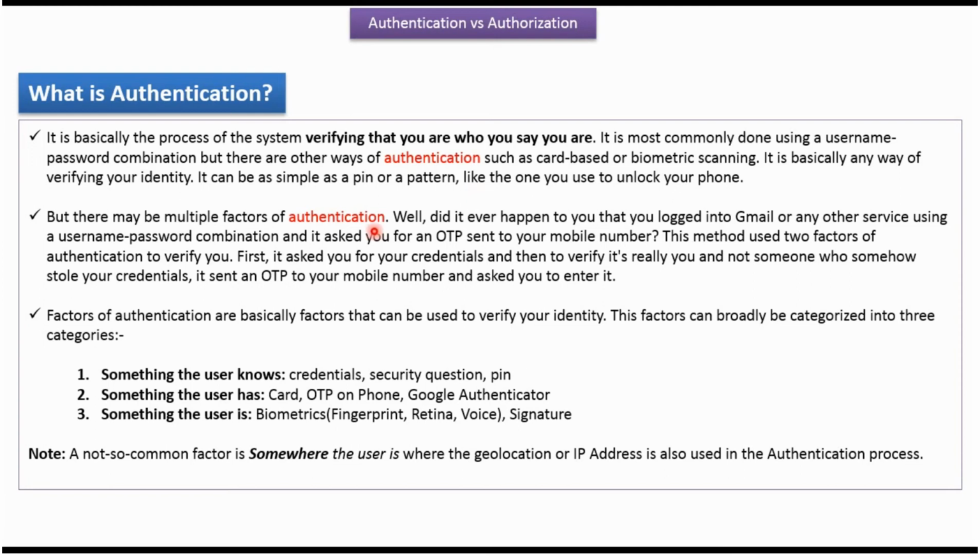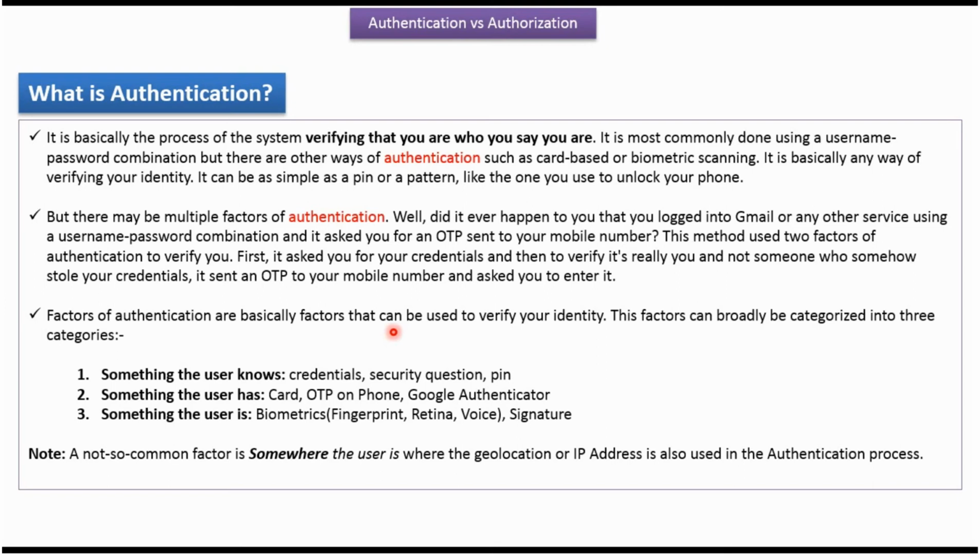It can be as simple as the PIN or pattern which you use to unlock your phone. But there may be multiple factors of authentication. We can take the example of you logging into Gmail or any other service using a username and password combination. If the username and password combination is validated, then it will ask you to enter the OTP which is sent to your mobile phone. This is called two-factor authentication. If the username, password and OTP are proper, then only you can log into the system.